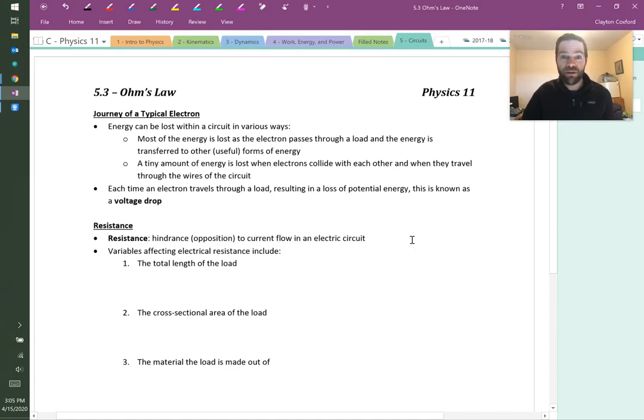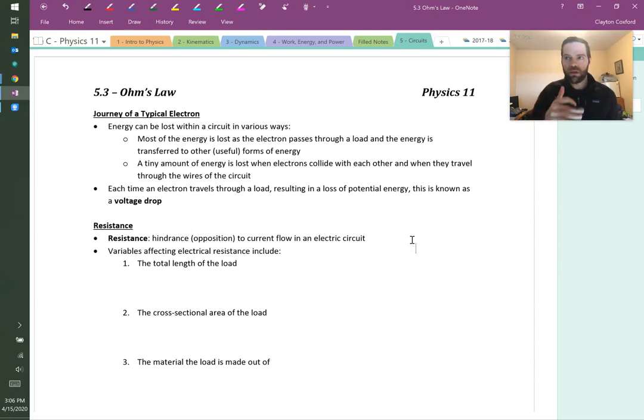Today we're going to be talking about Ohm's law. And to start, we need to look at the journey of a typical electron. Let's remember that when we're talking about the flow of charges in a circuit, it's really electrons that are flowing in a circuit, even though when we're talking about conventional current, we talk about the fact that positive charges are flowing, which isn't actually true, but that's just the convention. But let's just think in general, some charges are flowing through a circuit and they have energy.